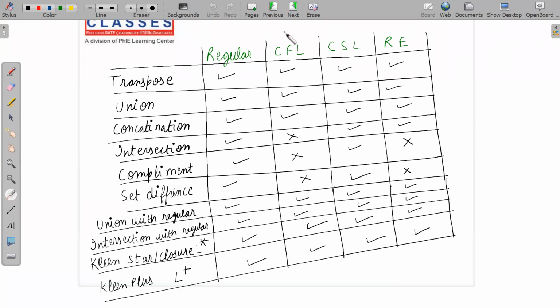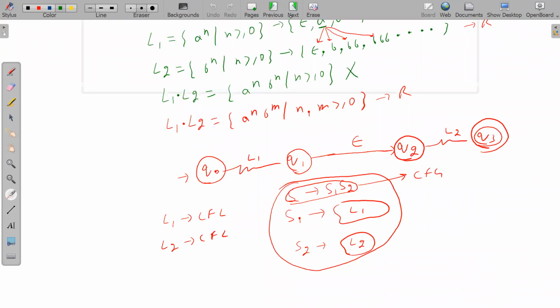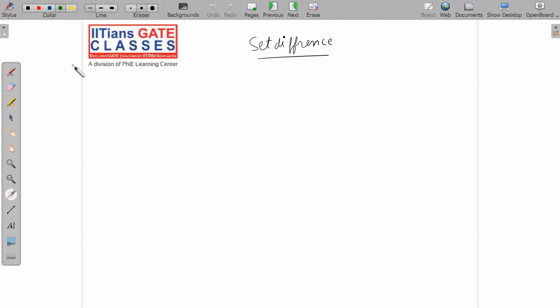Okay, what about set difference? Set difference is a derived operator. Derived in the sense, what is set difference? How will you find L1 minus L2? How do you find the difference of two sets? A intersection B complement. I think you know all these things from set theory. A minus B is A intersection B complement. So L1 minus L2 will be L1 intersection L2 complement. So all the languages which are closed under intersection as well as complement, those languages will be closed under set difference.